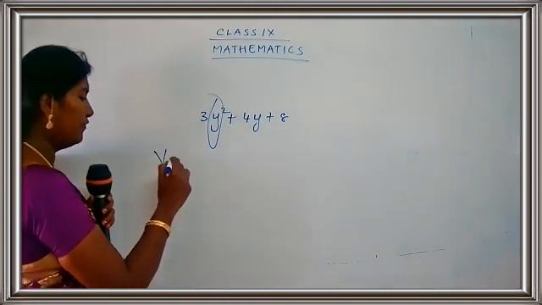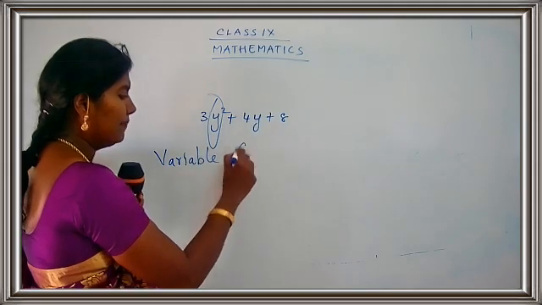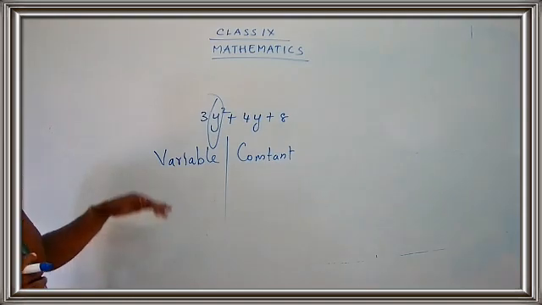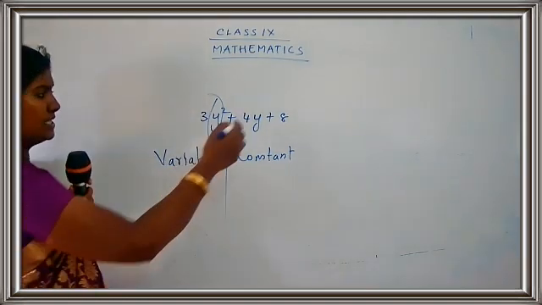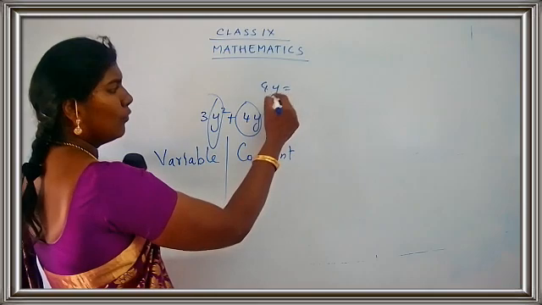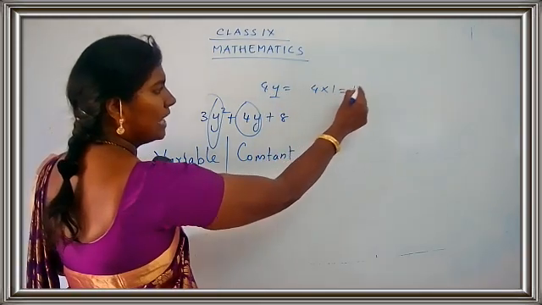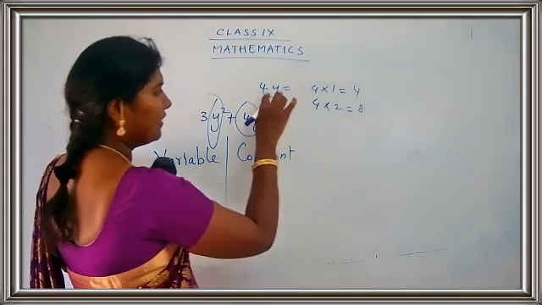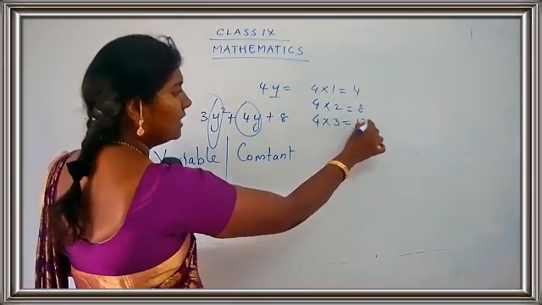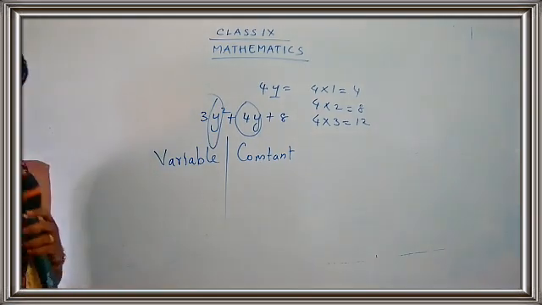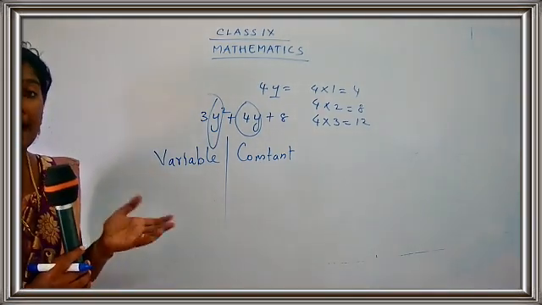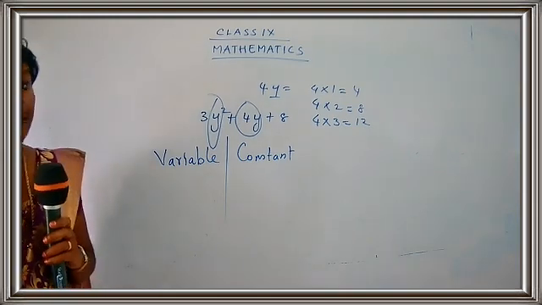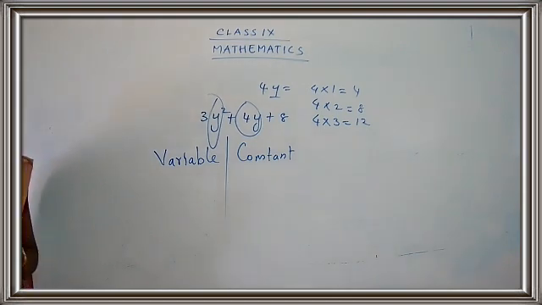What is the difference between a variable and a constant? Variable means it can change according to the different value. If you go on substituting different values for y, suppose I take 4y. If I take y as 1, what do I get? I get the value as 4. If I take y as 2, I get the value as 8. If I take y as 3, I get the value as 12. That means the value is not fixed. Variable, it can change. Okay. What about constant? It will never change. The value remains fixed.